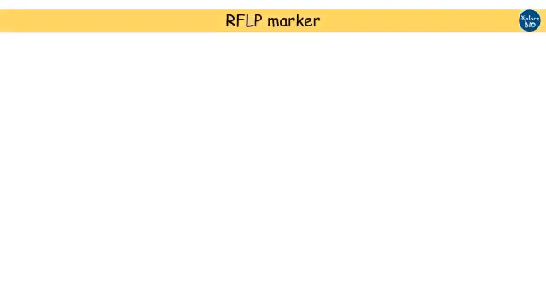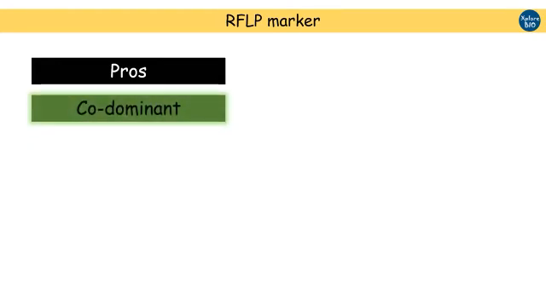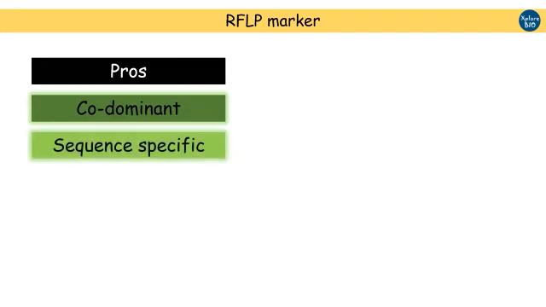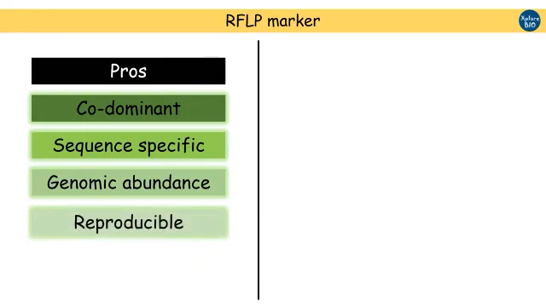Advantages and disadvantages of RFLP markers. The advantage is that they are codominant, that is, they can distinguish between homozygous and heterozygous DNA. The probes developed are sequence specific, hence we can target a specific DNA locus. Restriction sites are distributed throughout the genome. The results of RFLP are highly reproducible even across different labs.